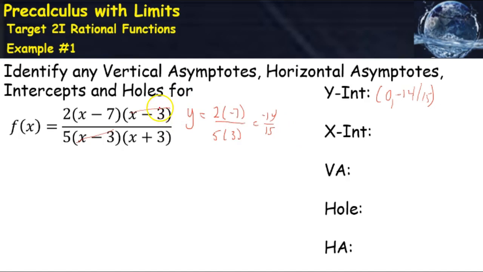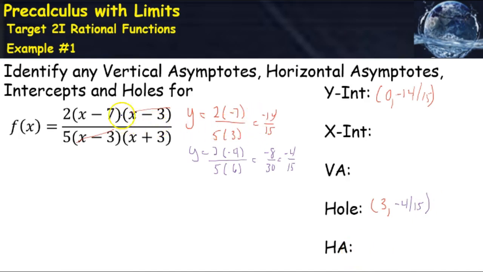Now, this is my hole. The factor that's the same on top and the same on the bottom is actually my hole. So my hole is 3, because x minus 3, when I set that equal to 0, I get positive 3. Now I actually have to find the number that goes with the 3 by plugging in 3 here. So I have y equals 2 times, when I plug in 3, I get 3 minus 7, which is negative 4. And then I have 5 times 3 plus 3, which is 6. So that looks like negative 8/30. And that can be reduced, both of those are divisible by 2, into negative 4/15. So the y value of my hole is negative 4/15.